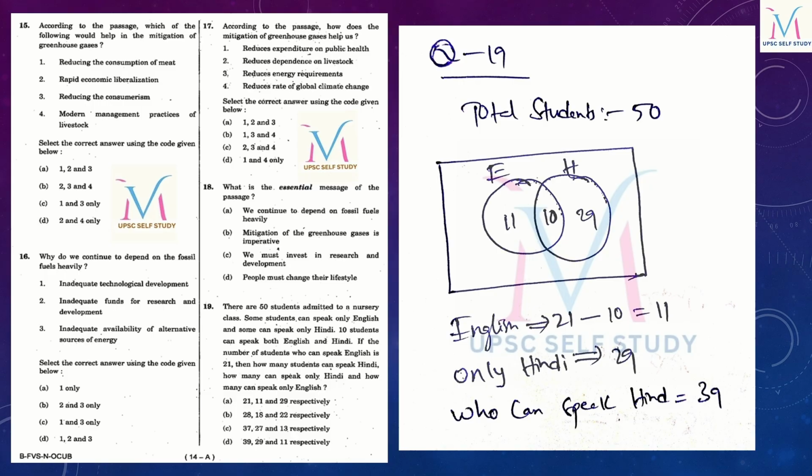And how many can speak only Hindi? Only Hindi, 29 can speak. And how many can speak only English? 11 can speak. So for this the option is D: 29, 39 and 11. Okay, so for the 19th question, the option D is correct.